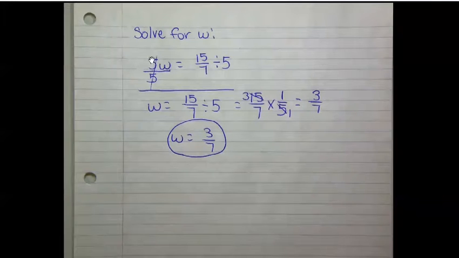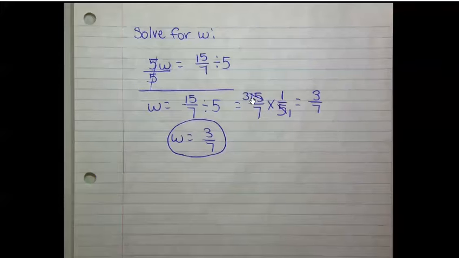So 5 divided by 5 cancels out, because that just leaves us with 1W, or just W, equals 15/7 divided by 5. But since we don't divide fractions, the correct algorithm for this is to multiply by the reciprocal. And so instead of 15/7 divided by 5, or 5 over 1, it's going to be 15/7 times 1/5.